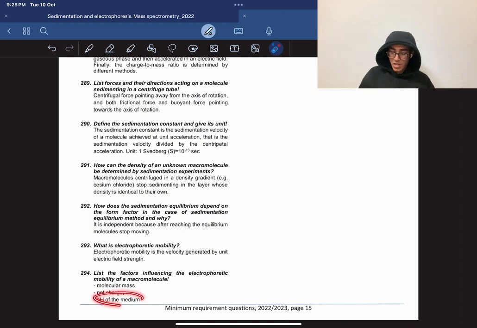pH of the medium, the pH of the medium that you're in, of course, because the pH, as we learned, changes the whole experiment. A lower pH means more hydronium ions, increasing the positive charge of the medium. A higher pH means more OH ions, which negatively charges the whole medium. So it's very important, all of this. So we need to take those into consideration. Remember, molecular mass, net charge, pH of the medium.